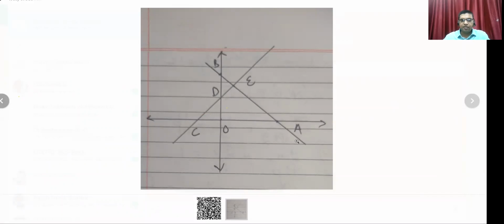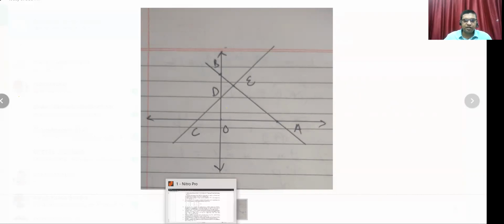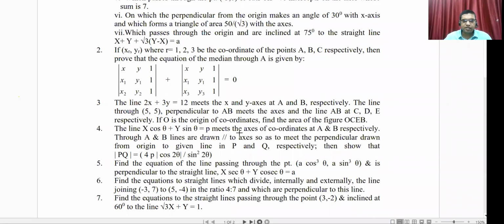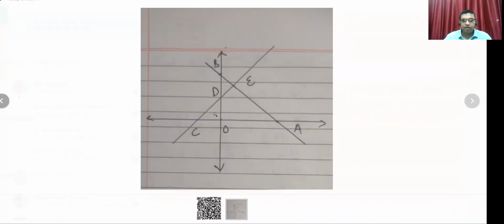Okay. So line AB, and a line perpendicular cuts at C and D. All right. And what is the figure that we want? Figure is OCEB. Let us see the figure OCEB. How will that be? So two triangles together. No, it depends on how your line is passing.